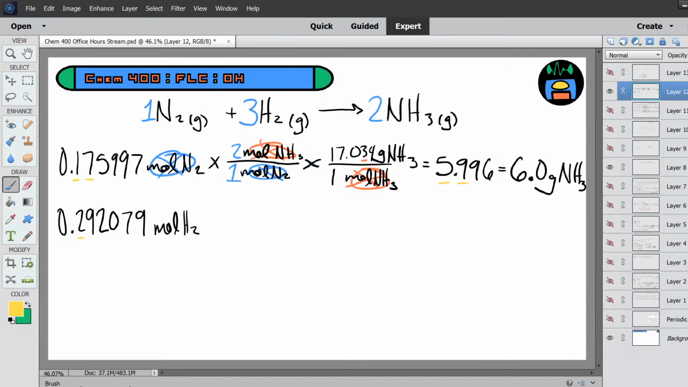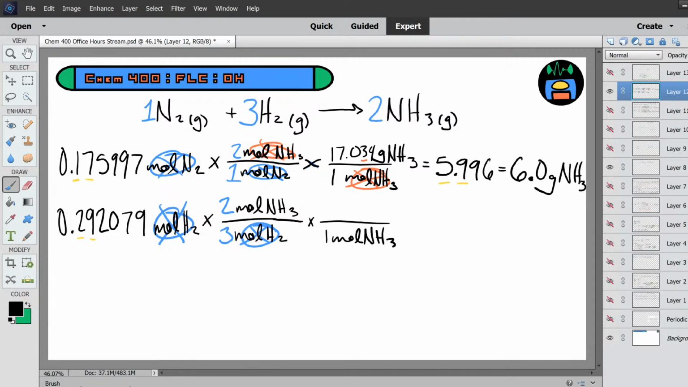And also this quantity has 2 sig figs. Step number 1, we got to convert from moles of hydrogen to moles of ammonia. And that ratio we get from the balanced chemical equation. 3 moles of hydrogen produce 2 moles of ammonia. So moles of hydrogen cancel. Next we use the molecular mass of ammonia that we just calculated in the previous step to get our grams of ammonia.